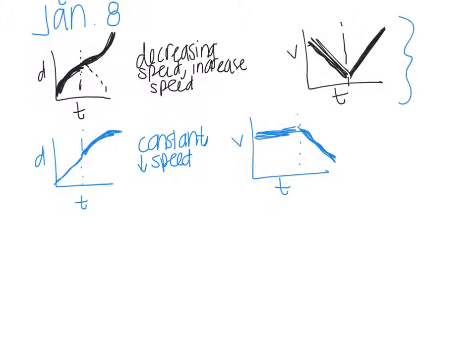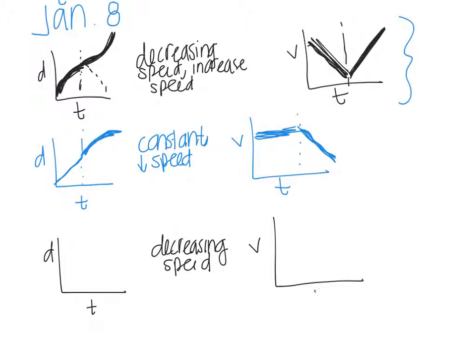Awesome. Last one that we're going to do today, we're going to do d versus t, and we're going to say just decreasing speed. Nothing fancy. Decreasing speed, d versus t, and a v versus t. So my d versus t is going to be decreasing speed, which means my slope, my velocity needs to decrease. So I'm going to level off my slope just like this.